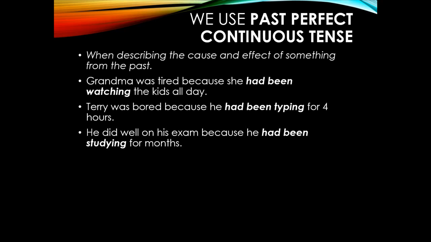Another point: when describing the cause and effect of something from the past. For example, grandma was tired because she had been watching the kids all day. Another example: Terry was bored because he had been typing for 4 hours. Another one: he did well on his exam because he had been studying for months. Alright, so you have noticed that in past perfect continuous tense, most of the sentences will carry the timing duration and will use for and since. You already know where to use for and since.